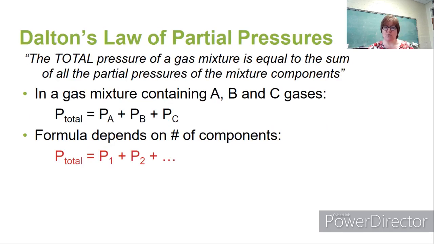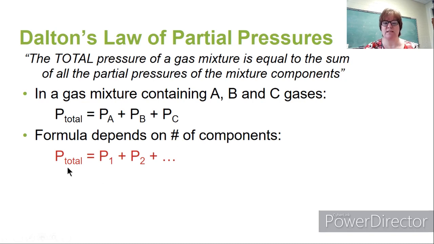Writing the equation can be a little bit funny because it depends on what your mixture is. The statement is that the total pressure of a gas mixture is equal to the sum of all the partial pressures of the mixture components. Breaking that down into a math equation is a little bit tricky. If I have a gas mixture with three components, gas A, gas B, gas C, then the total pressure is equal to the partial pressure of gas A plus the partial pressure of gas B plus the partial pressure of gas C. And again, that formula depends on how many components I have.